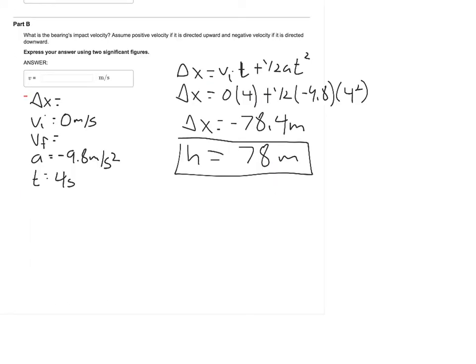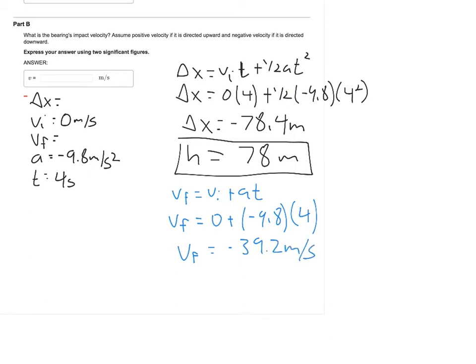For the second part, we want to know what our impact velocity is. That would be the velocity when it lands. So we're going to go ahead and solve for VF. I'm going to use my VF equation here. So we have V final equals 0 plus negative 9.8 times 4. I go ahead and solve for that, and I get negative 39.2 meters per second. It does ask us to assume that positive is directed upwards. So this one directed downwards should be negative, and we do want to round it to 2 sig figs though, so I'm just going to say negative 39 meters per second.